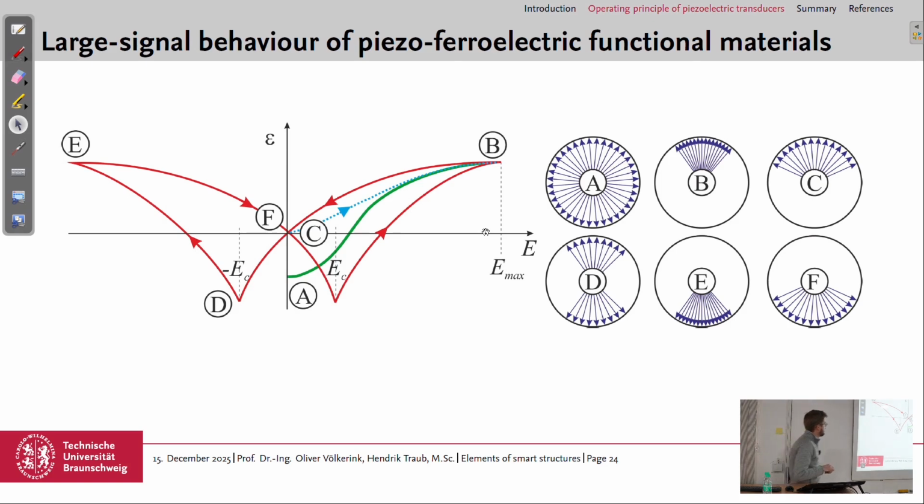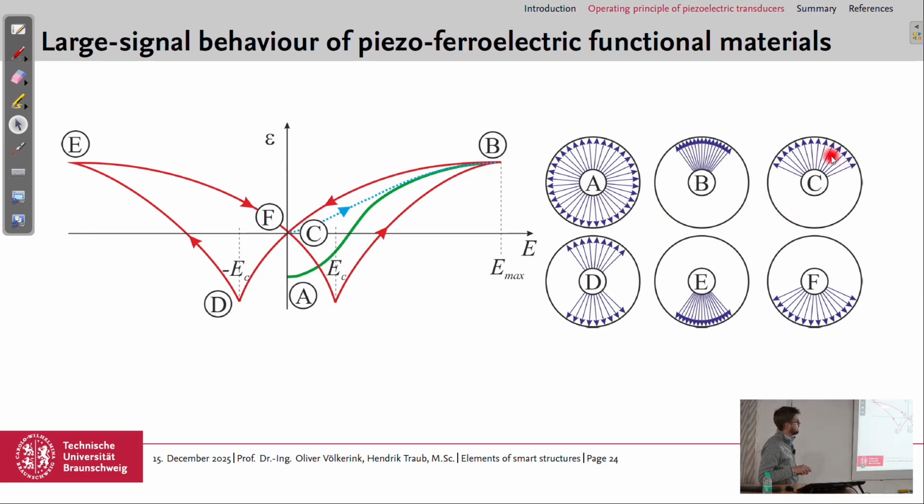And we have this initial polarization, green line again. So we go up here at a field and come up to point B, where we have the maximum polarization, or the maximum elongation of the piezo ceramic at the maximum field, point B. And then if we remove the field again, we go down here up to this point C.